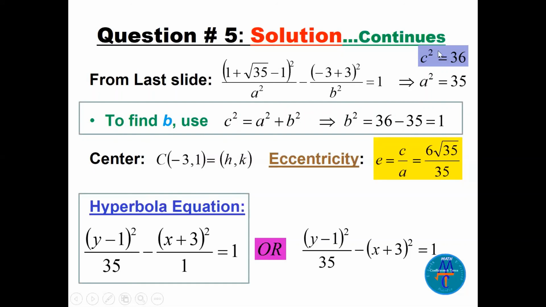Cross multiply. We found already c squared, 36. Now we need b. In hyperbolas, always, c squared is equal to a squared plus b squared. So b squared will be, take a squared on the other side, 36 minus 35, 1. So now that's the equation. Look at the nice equation here: y minus 1 squared over 35 minus x plus 3 squared over 1 is equal to 1. Or you can write it this way. It's up to you. This is better here to make sure this is b squared 1, a squared 35.